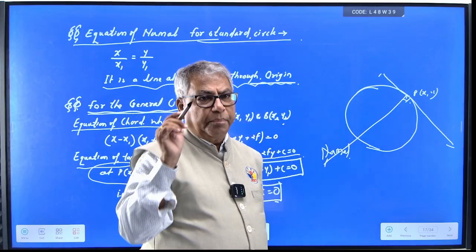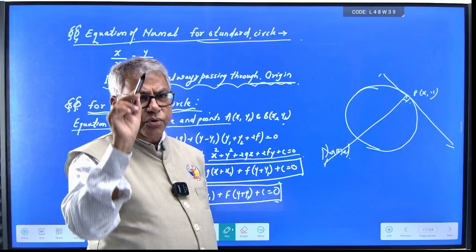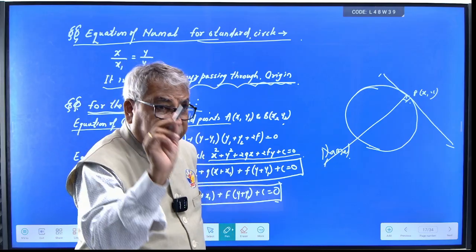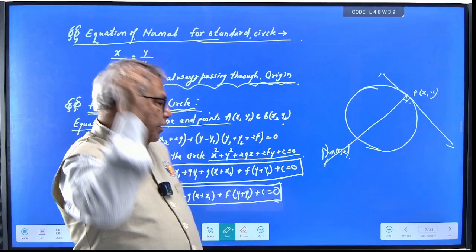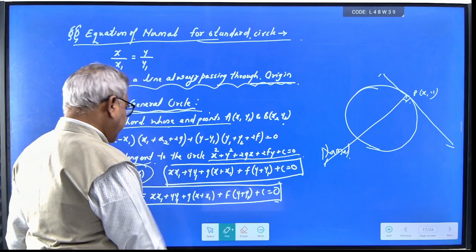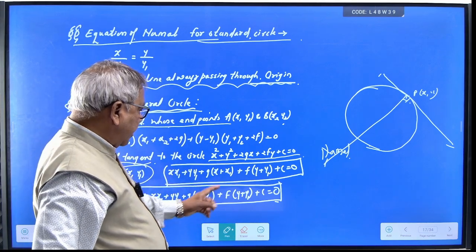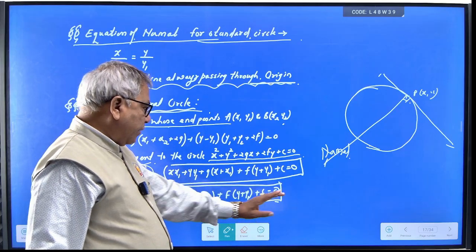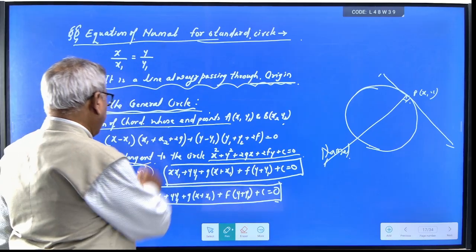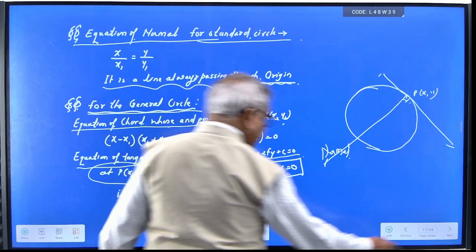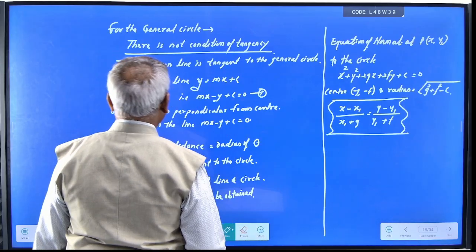Constant as it is. Replace x square by x1, y square by y1. That is at the point, correct? Yes. And therefore the tangent is xx1 plus yy1 plus g into bracket x plus x1 plus f into bracket y plus y1 plus c is equal to 0. The general equation, that is for the general circle, this is the equation of tangent.